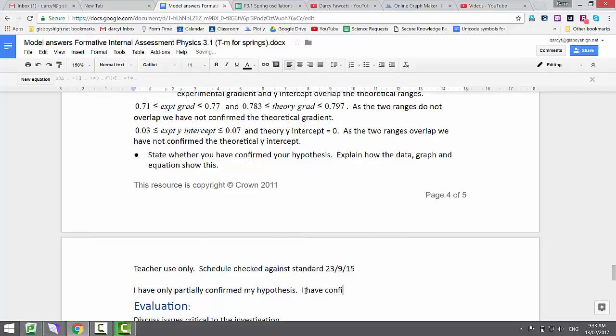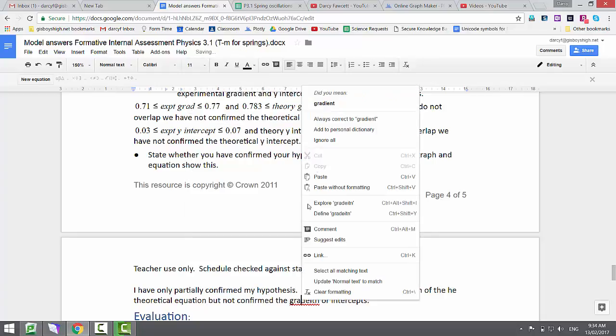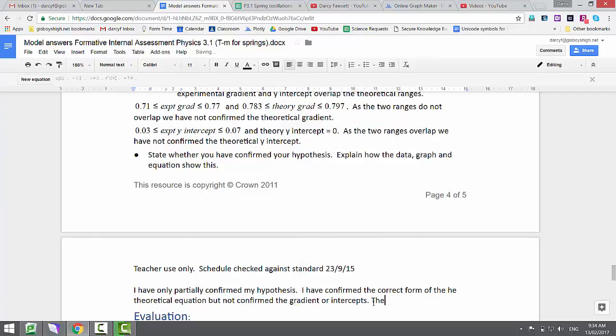I have confirmed the correct form of the theoretical equation, but not confirmed the gradient or intercept. The form is confirmed by finding the correct rescaling.